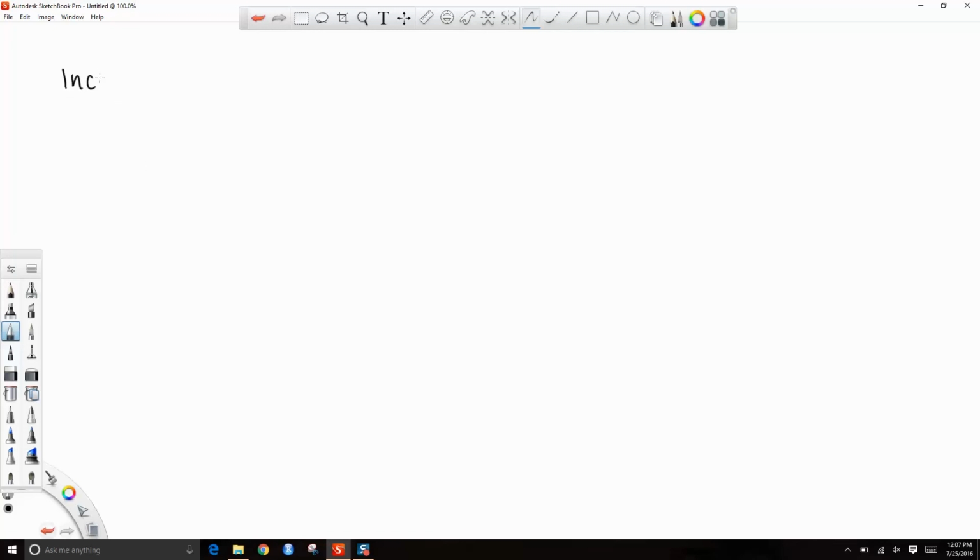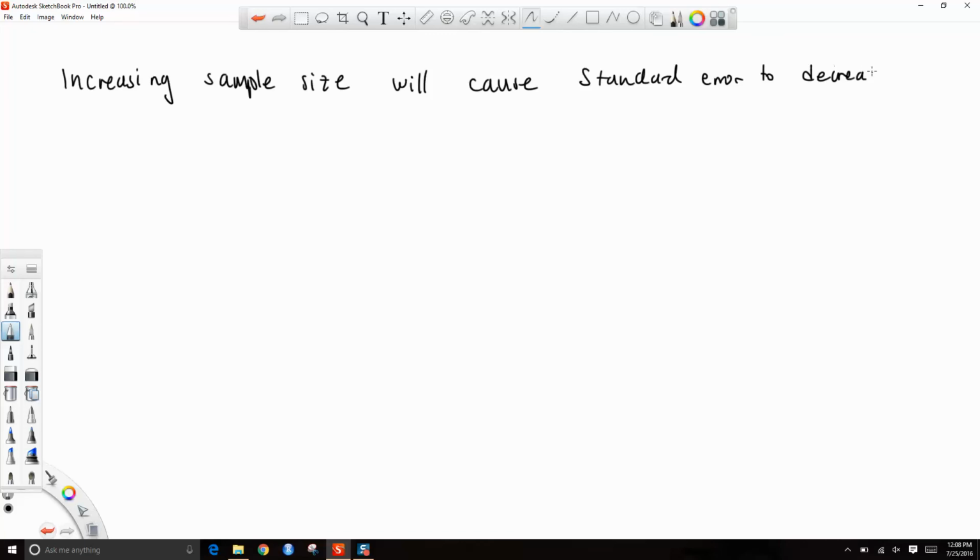Increasing sample size will have what effect on our standard error? So increasing n will cause standard error to decrease. Yeah. Okay. What is the standard error?